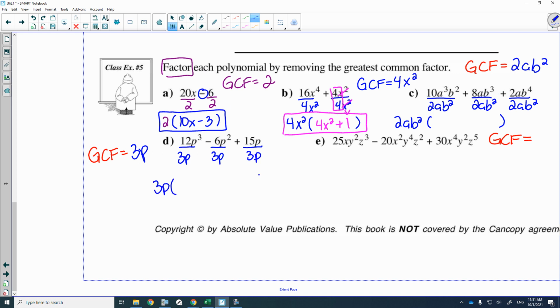Somebody want to raise their hand and tell me E? Who's got E done for GCF? I'm just going to check. Julie, what would you get? Yes. GCF is 5 x y squared z squared.